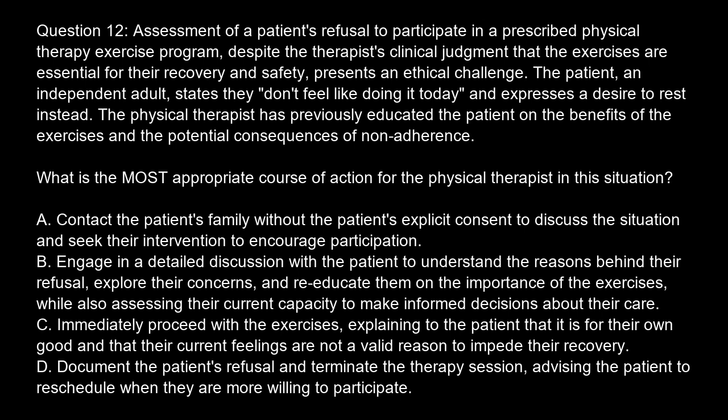Option A. Contact the patient's family without the patient's explicit consent to discuss the situation and seek their intervention to encourage participation. Option B. Engage in a detailed discussion with the patient to understand the reasons behind their refusal, explore their concerns, and re-educate them on the importance of the exercises, while also assessing their current capacity to make informed decisions about their care. Option C. Immediately proceed with the exercises, explaining to the patient that it is for their own good and that their current feelings are not a valid reason to impede their recovery. Option D. Document the patient's refusal and terminate the therapy session, advising the patient to reschedule when they are more willing to participate.